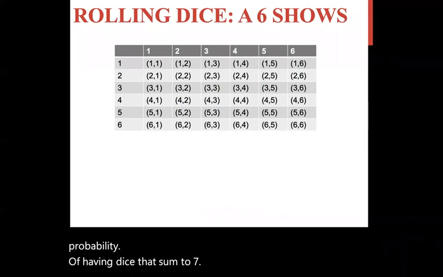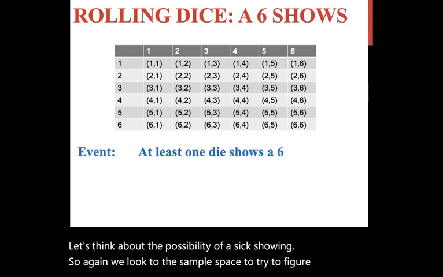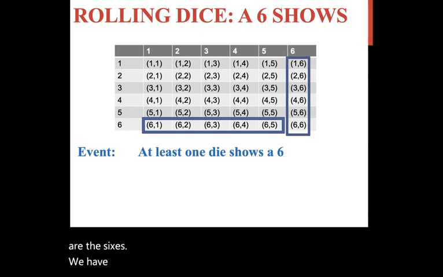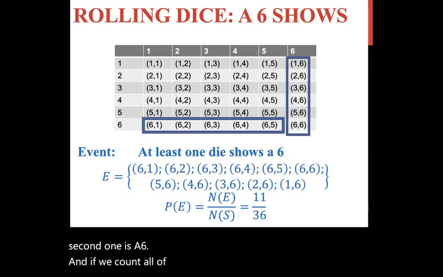Let's think about the possibility of a 6 showing. So again, we look to the sample space to try to figure out where the 6s are. We have them if the first one is a 6, and we also have them if the second one is a 6. And if we count all of these individually, we'll have 11 out of 36.